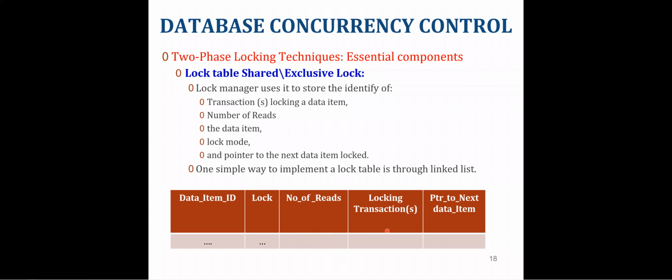And the locking transactions will be the transactions that are now reading, with their names, let's say transaction 1, transaction 2, 3, 4, and so on. So the transactions that are reading now, or the one transaction that is writing, in case the lock was write lock. And lastly, there is a pointer that just points to the next locked data item. It can be used as a linked list.